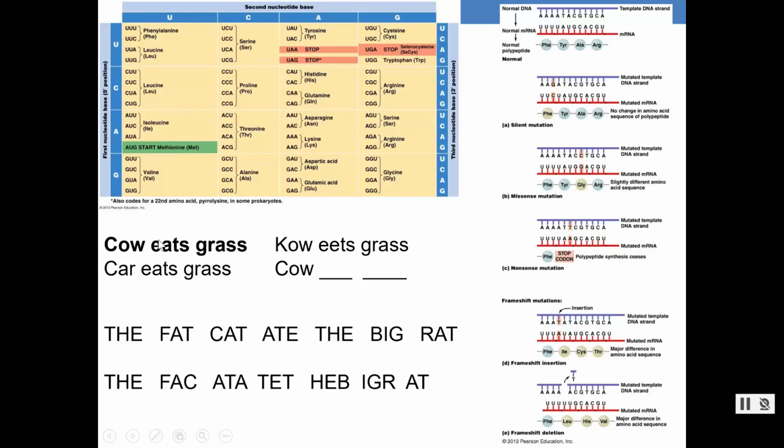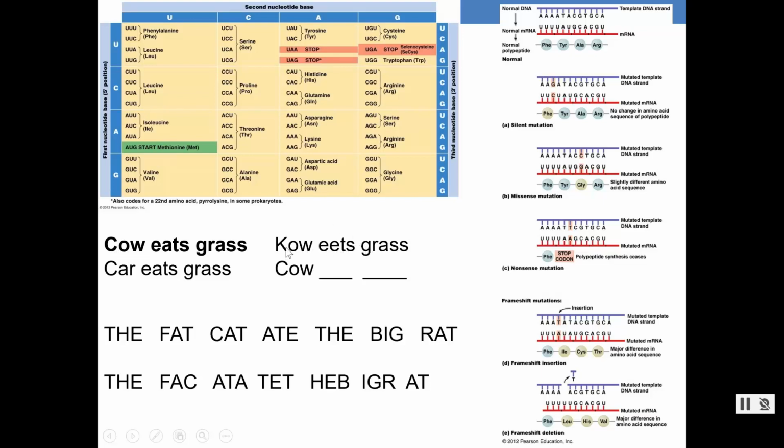To compare it to something that you can think about a little better, if I have a sentence that says "cow eats grass," okay, that's great. That makes sense. Cows do eat grass. I can read that sentence, no problem. If I get a mutation and I switch the C in cow to a K, "kow eats grass."